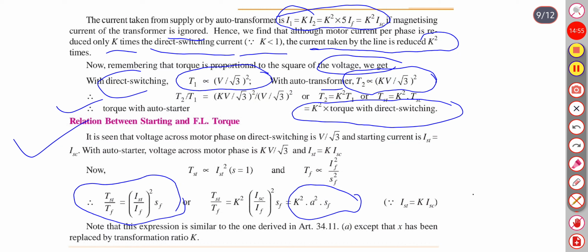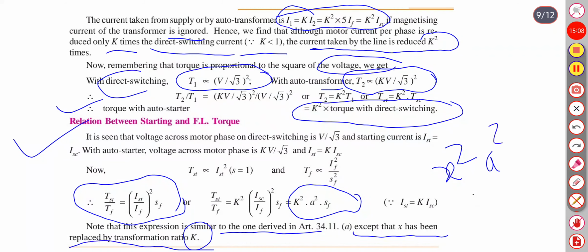This expression is similar to the one derived earlier, except X has been replaced by the transformation ratio K. In the earlier equation we have seen x square a square SF.